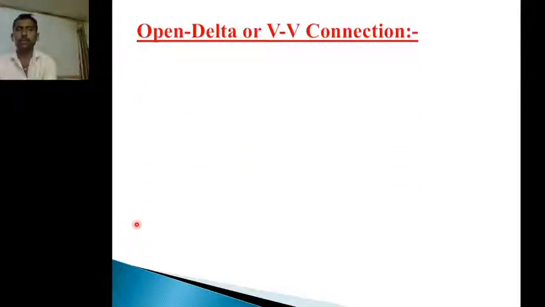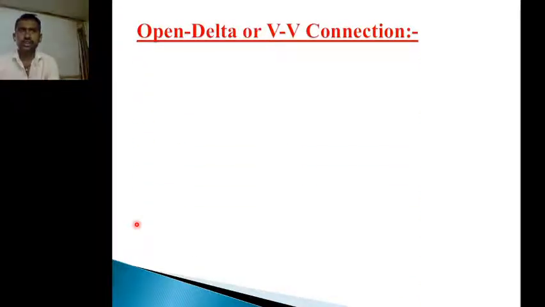So dear students, in the previous video we saw the transformer connections: delta-delta connection, star-star connection, star-delta connection and delta-star connection. In this video we will see the open delta connection, Scott connection and tertiary winding of the transformer. Under that, the first one is the open delta connection.